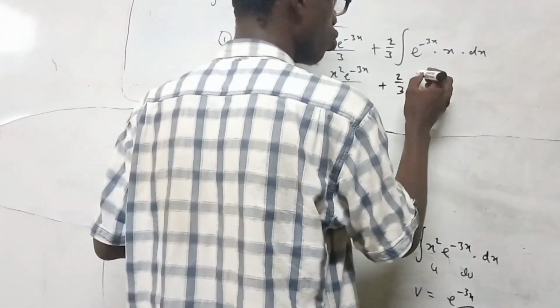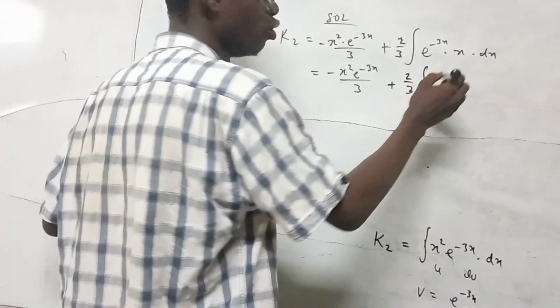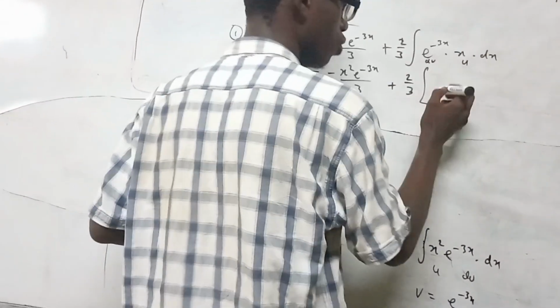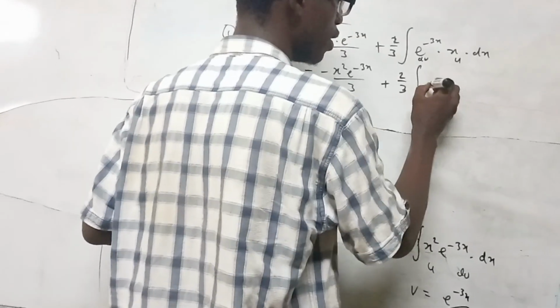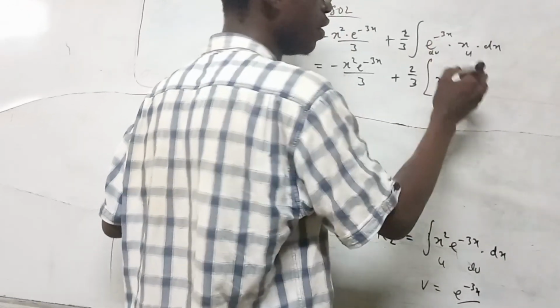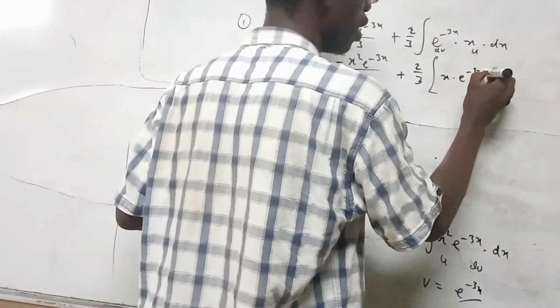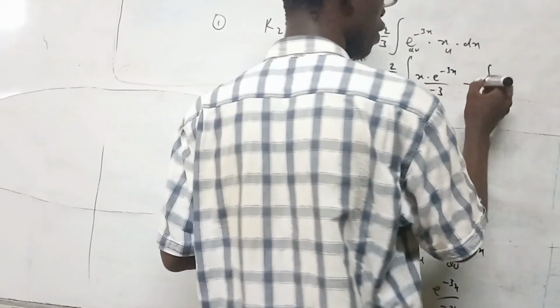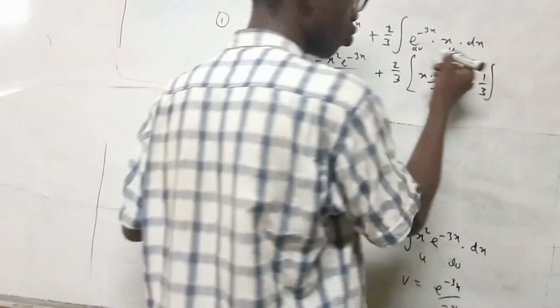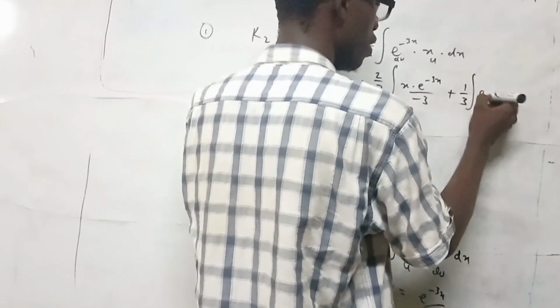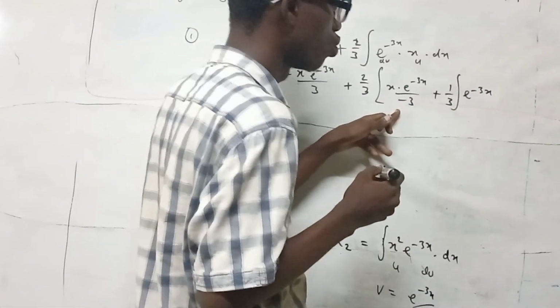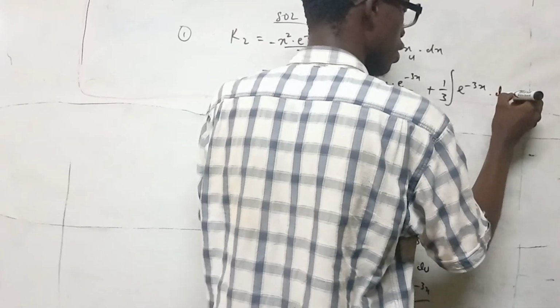2 over 3. So if I integrate this one, I have my u as x and my dv as e raised to power minus 3x. So I'm using uv: u is x, v is the integral of this, which is e to the minus 3x over minus 3, minus the integral of v du. v is minus 1 over 3, that is from here, e to the minus 3x. Since u equals x, that means du equals dx.